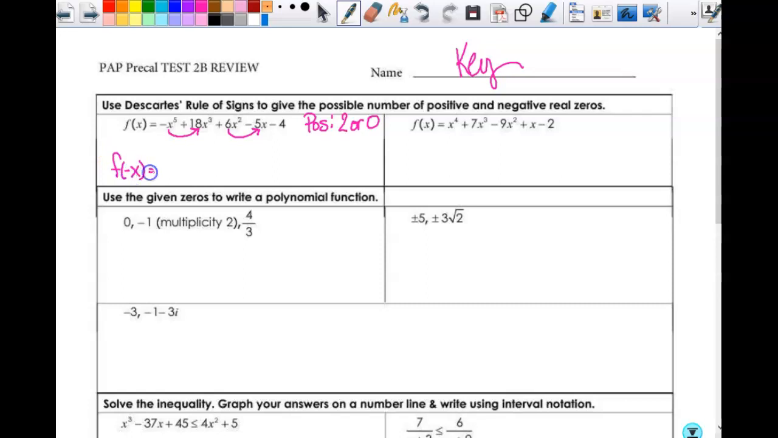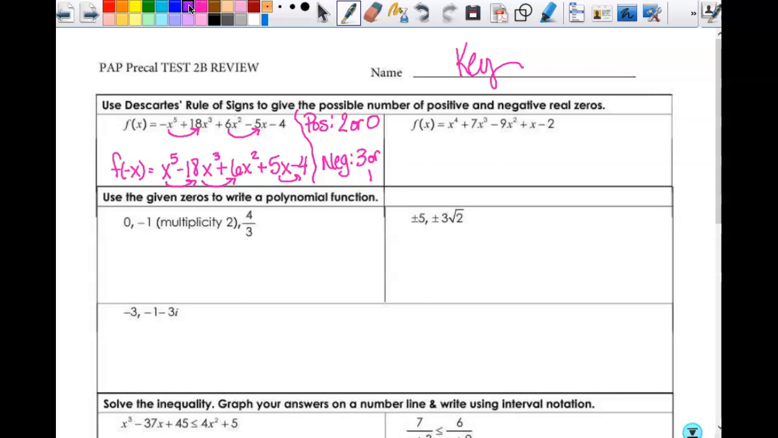Well, when I substitute in negative x, anything with an odd exponent is going to change signs. Everything else stays the same. So I get x to the 5th minus 18x cubed plus 6x squared plus 5x minus 4. Okay, so then I can look for my negative possibilities. I'm positive, change to negative, negative, change to positive, positive, positive, change to negative. So that means that's 3 or 1, because it's less than that by an even number.